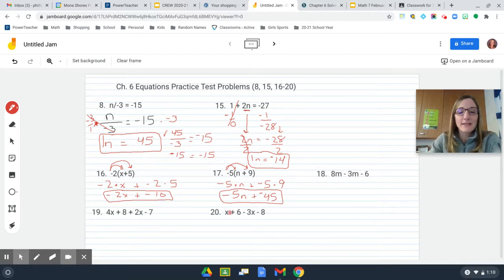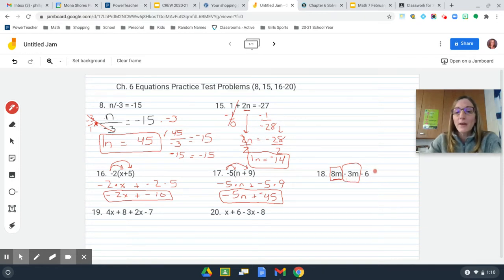18, 19, and 20 are combine like terms. When we worked through combining like terms, we talked about grouping together the ones that were alike. So for example, in 18, we have 8m, and I'm going to put a square around it. And we also have negative 3m, and I'm going to put a square around that. These are like terms. They both have an m next to it, and that's why I drew squares, to show that those are alike.